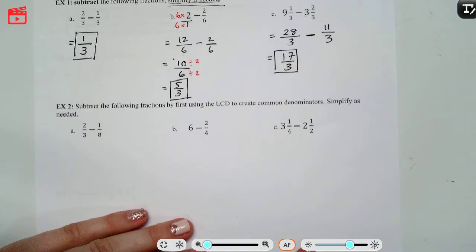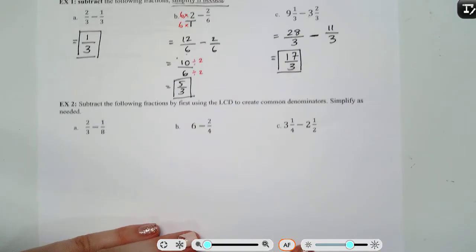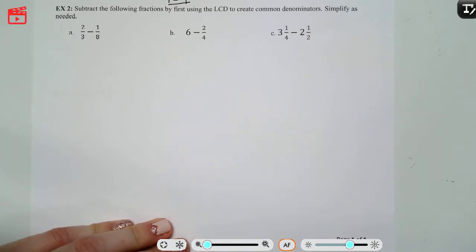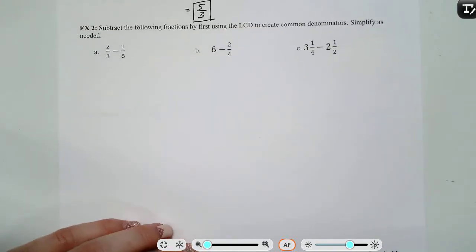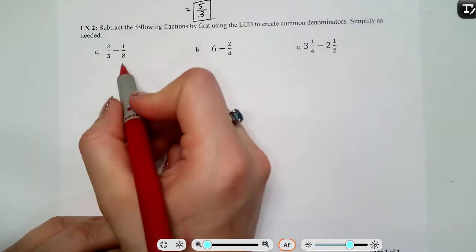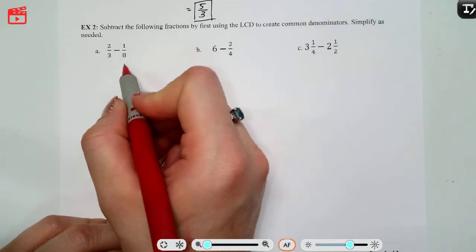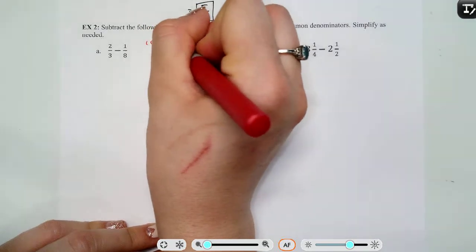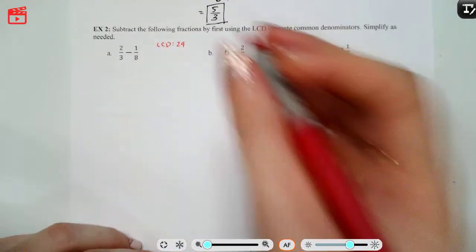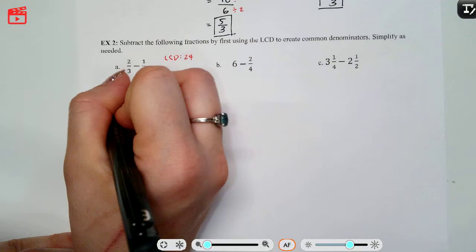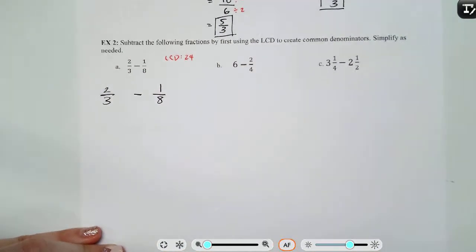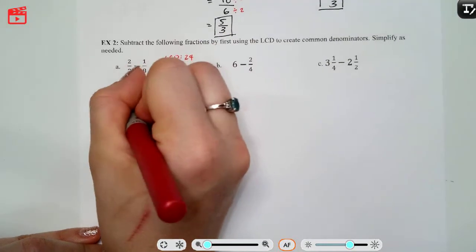All right, not too bad so far. Okay, so subtract the following fractions by first creating a lowest common denominator. All right, so 3 and 8. What's a common denominator for 3 and 8? 24. Okay, so let me just write this out a little bigger. So we're trying to give them both a denominator of 24. So multiply 3 by 8 to get 24.